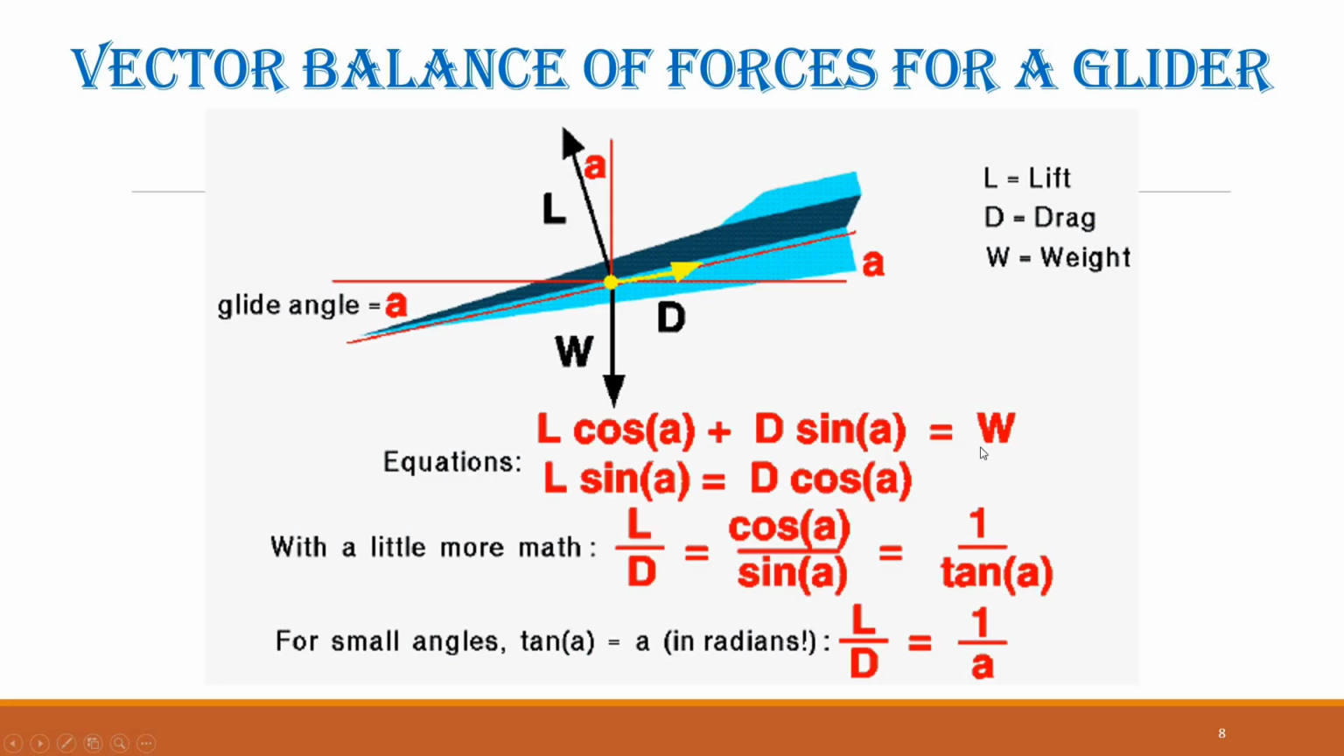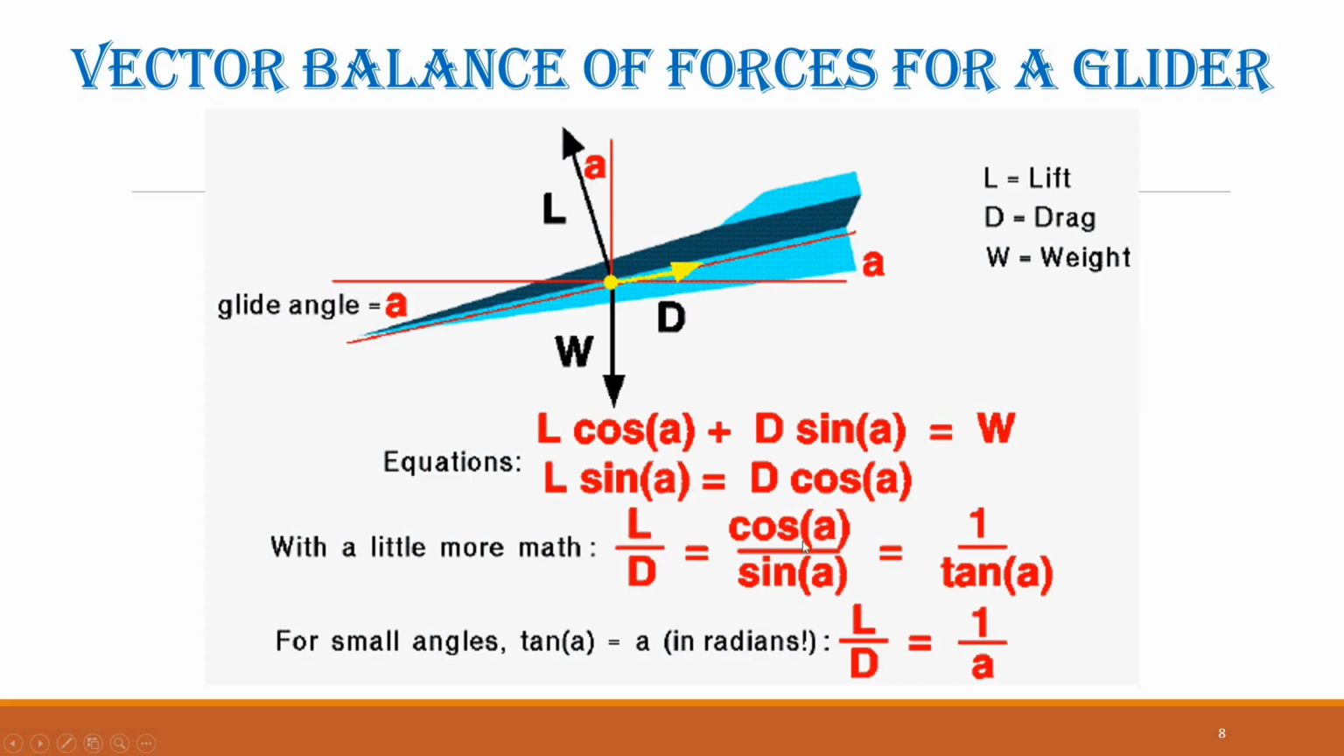In the horizontal direction, the horizontal component of lift must balance the horizontal component of drag. So the equation is lift times the sine of the glide angle equals drag times the cosine of the glide angle. Rearranging the horizontal equation yields the lift-to-drag ratio equals the cosine of the glide angle divided by the sine of the glide angle.